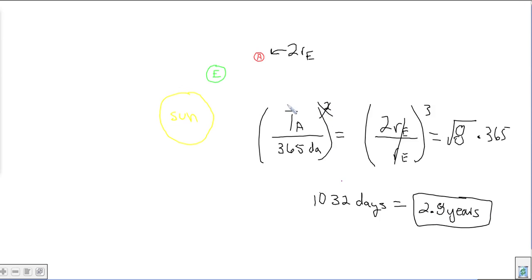So hopefully this helps, and we're just going to go ahead and add force and the gravitational constant that Newton came up with in the next couple of videos.